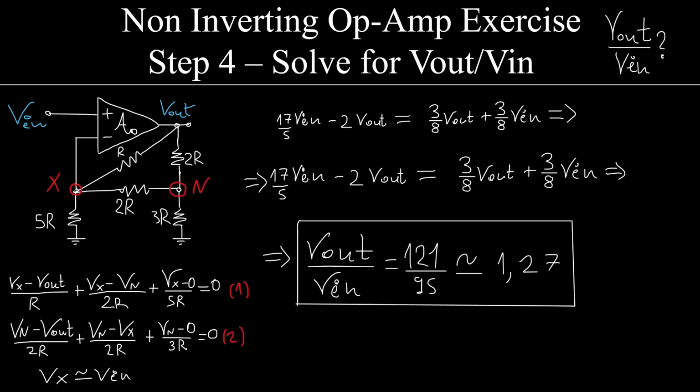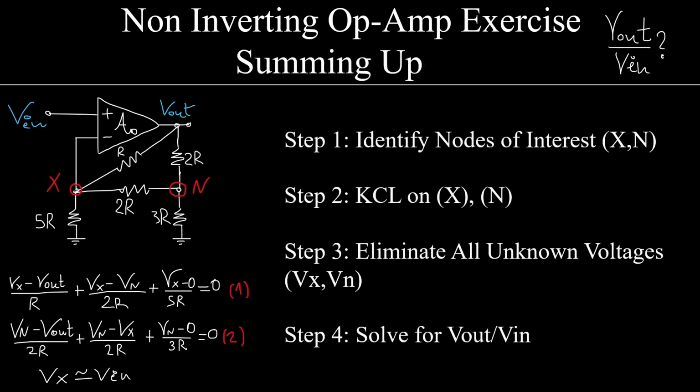And to sum up, we basically followed 4 basic steps. Step number 1, we identify the nodes of interest. All right, these are the nodes of interest. There's also this node here that is not very useful because there's a current here flowing inside the op-amp, or outside from it. So this tells me that I cannot perform KCL here.